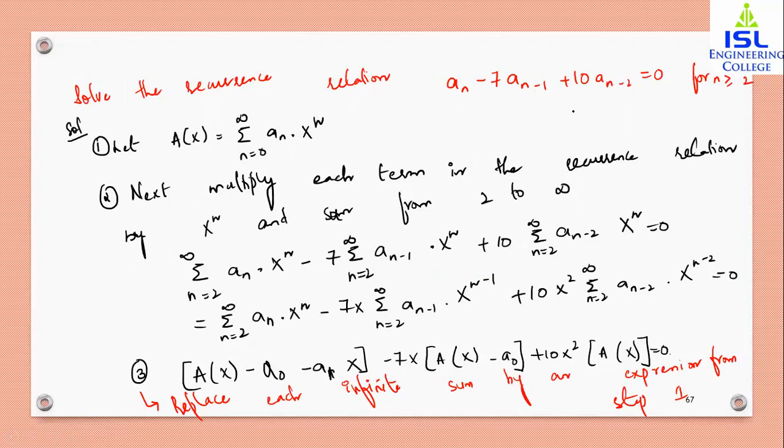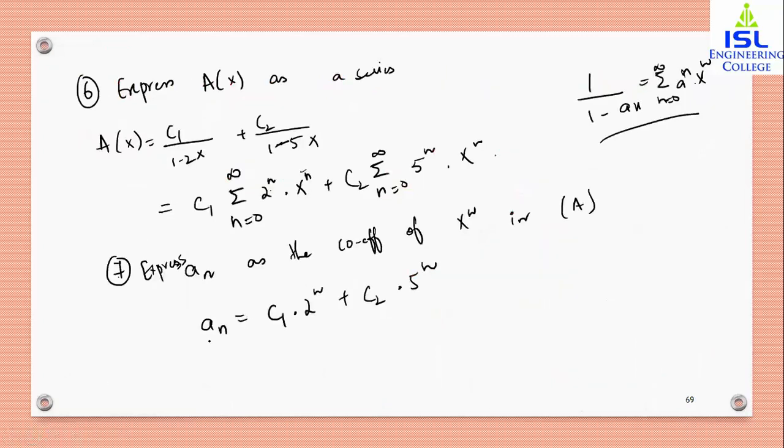So since the roots are 2 and 5, we will be using theorem 1, I believe. You can check it, but for now our general solution is an is equal to c1 into 2 power n plus c2 into 5 power n.